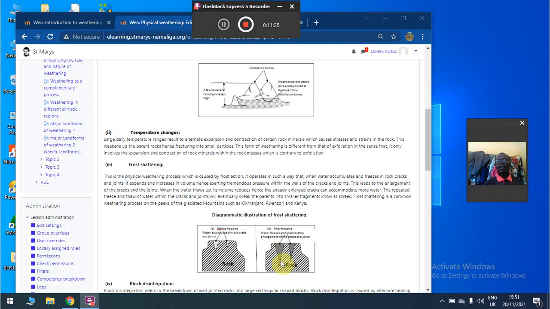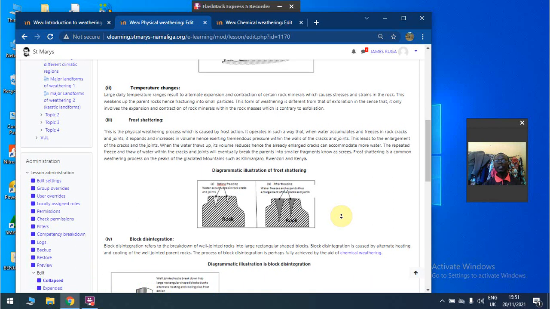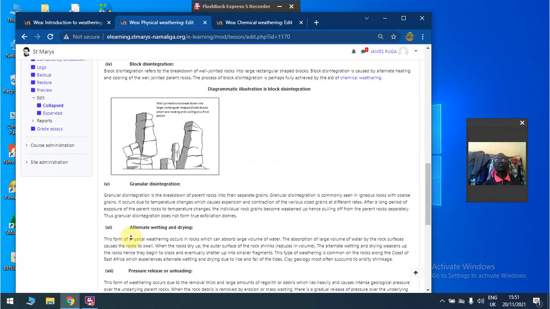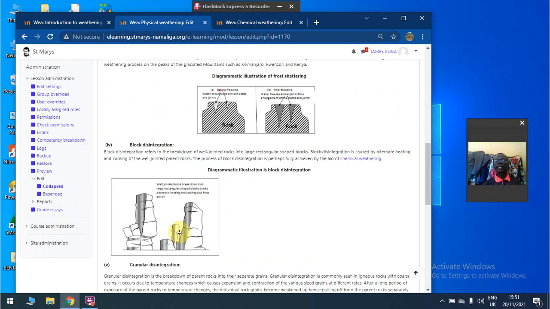So this process will gradually bring about the shattering or breaking up of massive rocks in a glaciated region into smaller and smaller particles, a process known as frost shattering. Then another important form of physical weathering is what we call block disintegration.